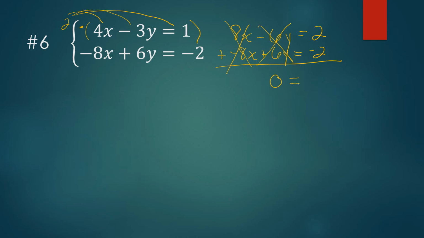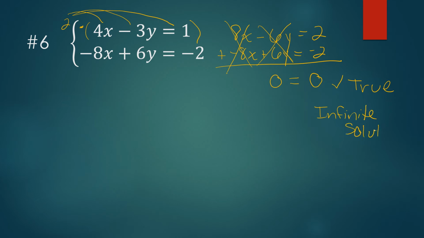Bring down my equal sign. 2 plus negative 2, they cancel, giving me 0. So I have no variables left in the problem. I have 0 equals 0. When I have no variables left and I have a number equals a number, if it is a true statement, then it's going to be infinite solutions.